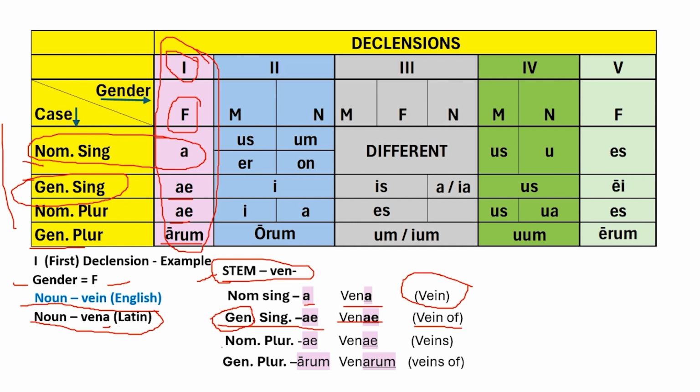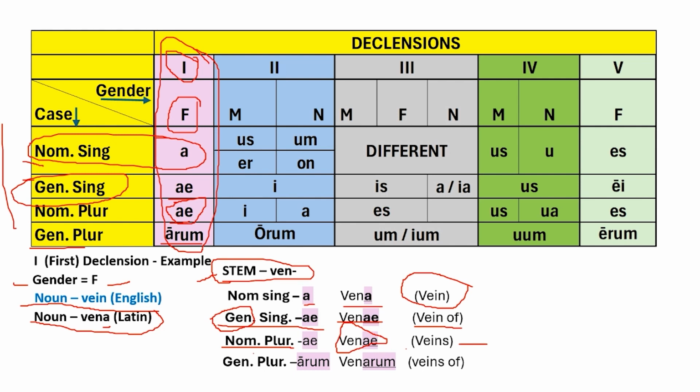Next is nominative plural. What do we mean by nominative plural? So if you add I to the stem, it becomes veni, again same as the above, and because it is nominative plural it will be veins.